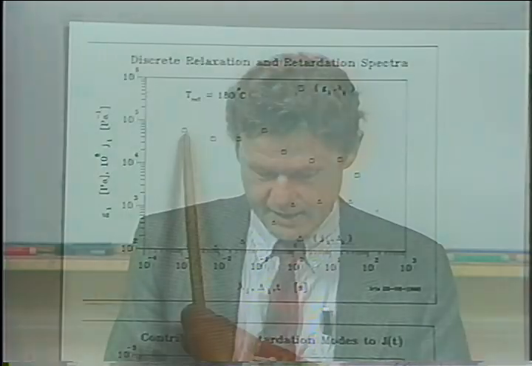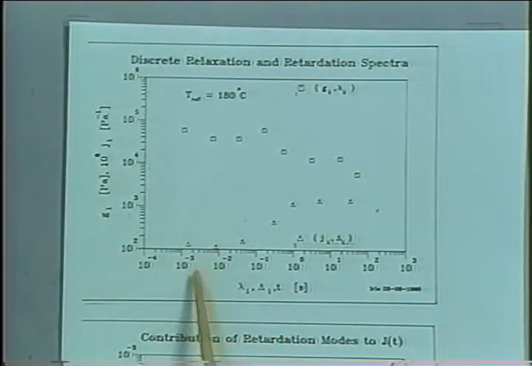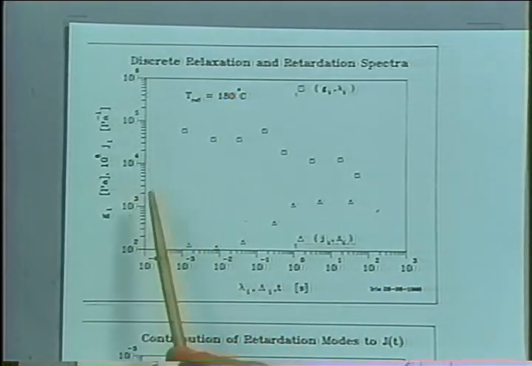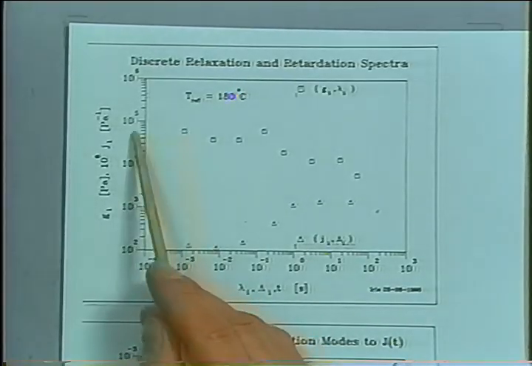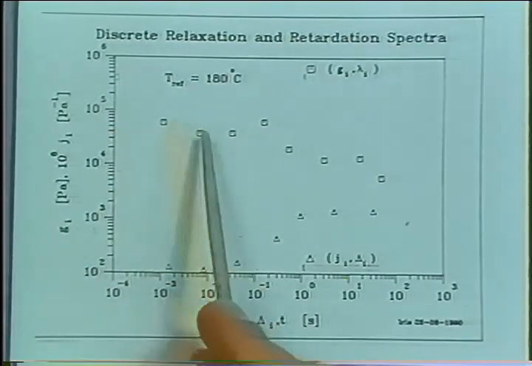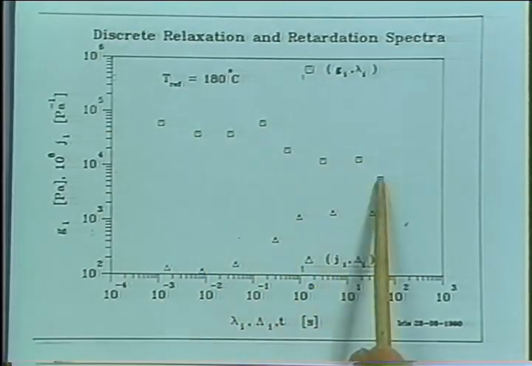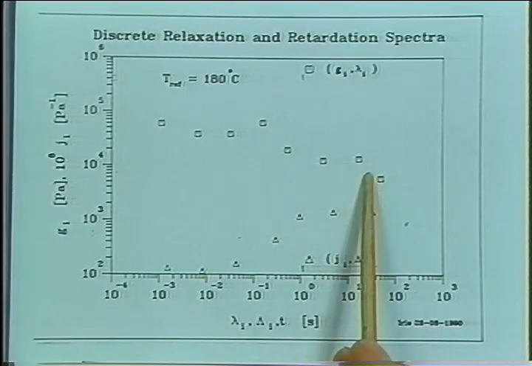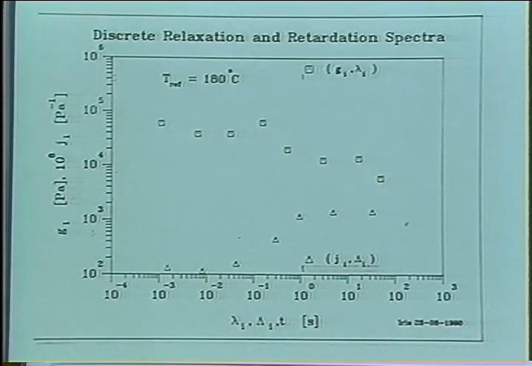Now, having the relaxation spectrum in terms of modes, we can calculate any other viscoelastic function in the linear range. We can calculate creep behavior, for instance. Here are the lambda i's, and this is the g i at a certain lambda i. So these data points give us the discrete spectrum as calculated before. And from those, we can now calculate the retardation spectrum.